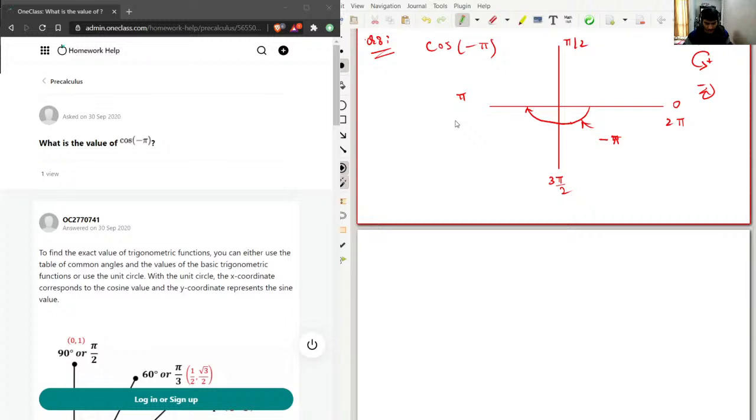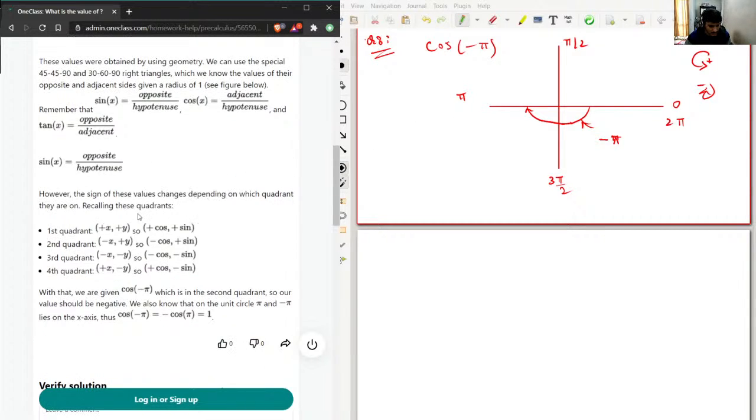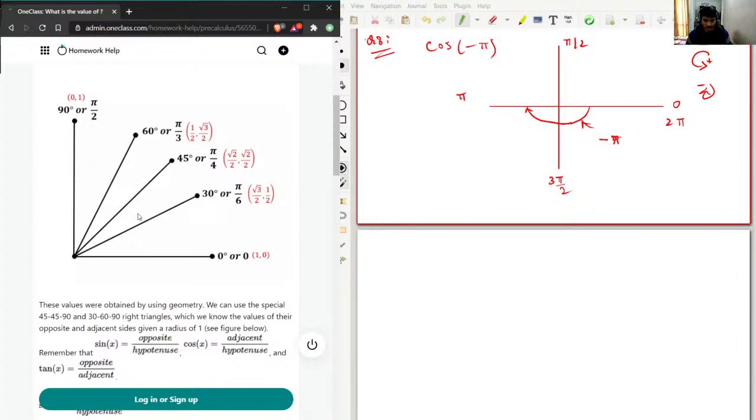So let's just see. I think they have used the unit circle, so I'll try to use the unit circle. In this case, let's say this is 1, and this is 1, and this is -1, and this is again -1. So the coordinates here are 1 comma 0, this is 0 comma 1, this is minus 1 comma 0, and this is 0 comma minus 1.